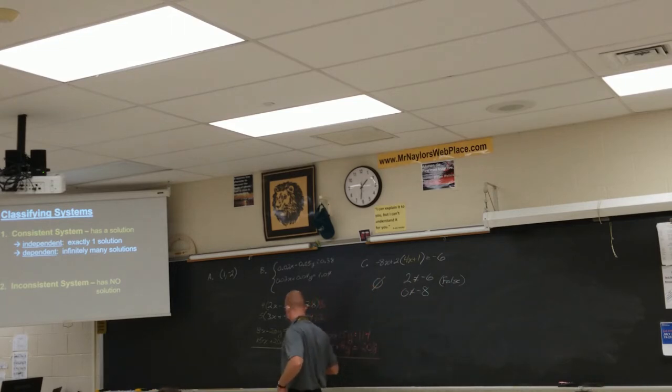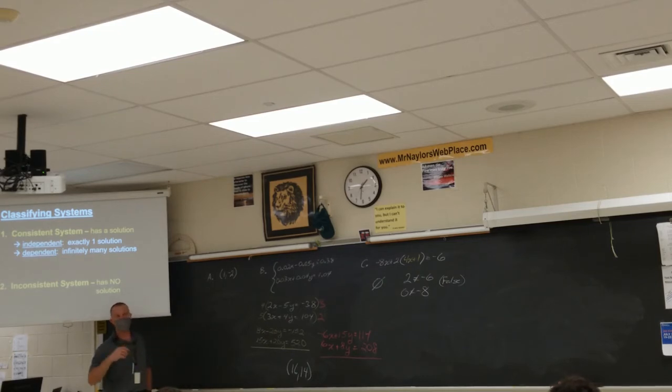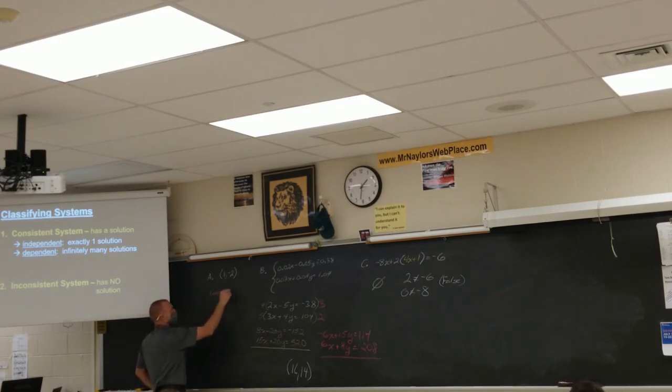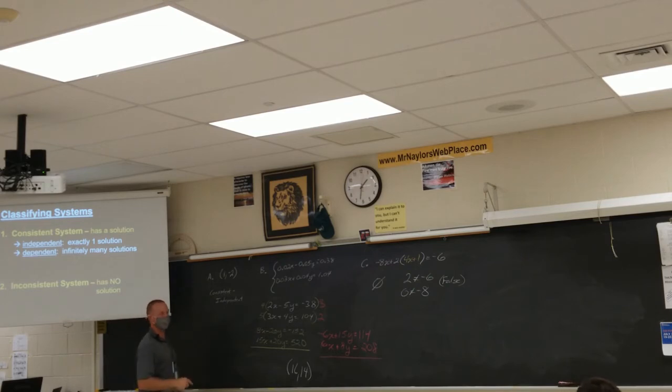So, as a simple exercise, just so you get the idea, if I was going to classify system A, it had exactly one solution. It was that point. Boom. Well, that means this system is consistent and independent. Consistent and independent. You use both words. If you don't want to use the word and, you would just say it's a consistent independent system.